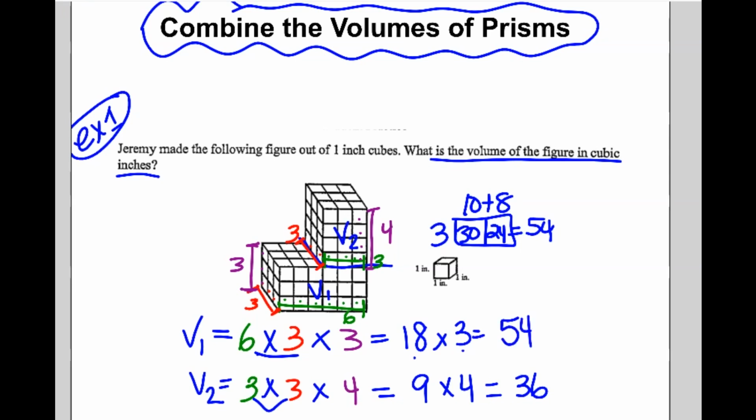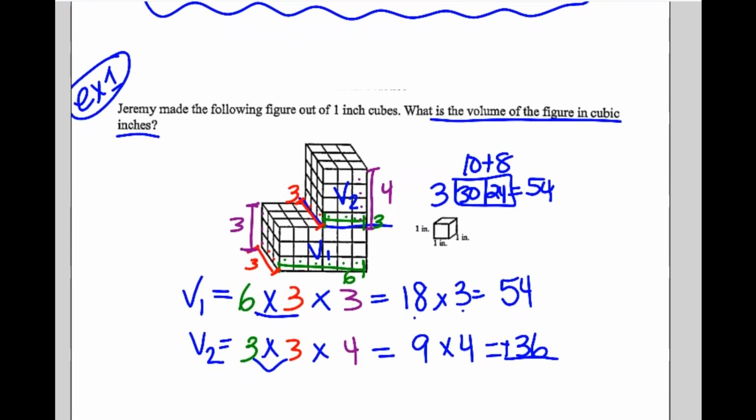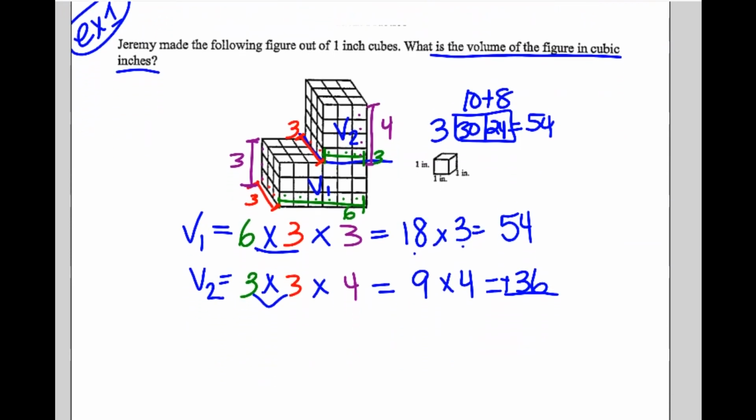All right, 54. Now what I'm left to do is just add these together to get my final volume of everything. So adding them together, I get 10, regroup, and that is 9. So it's 90 cubic inches. And that would be how we get our volume.